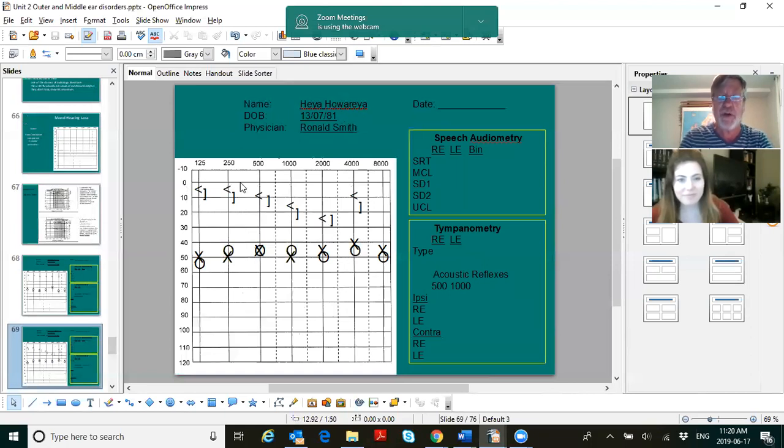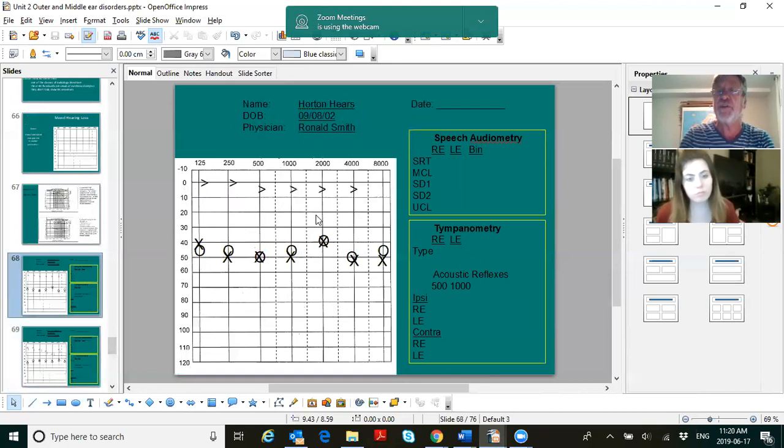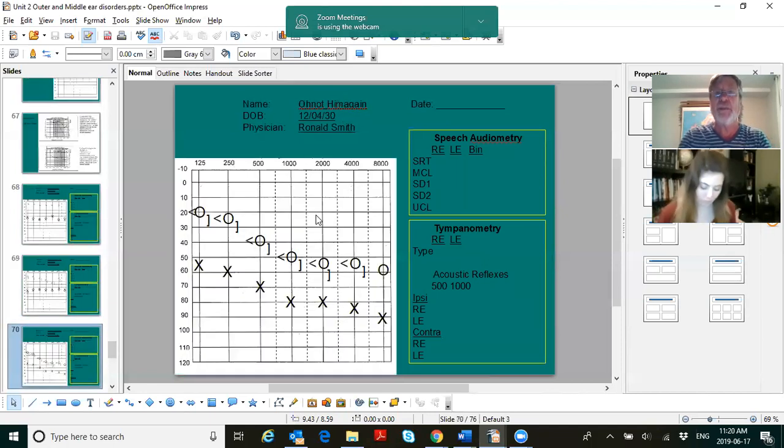Otosclerosis. Okay, there's Carhart's notch. And instead of an improvement in air conduction thresholds at 2,000 hertz, you have a drop in bone conduction at 2,000 hertz. So when you're comparing this to this, these are the two most common middle ear pathologies. Now you're looking at a mixed hearing loss.